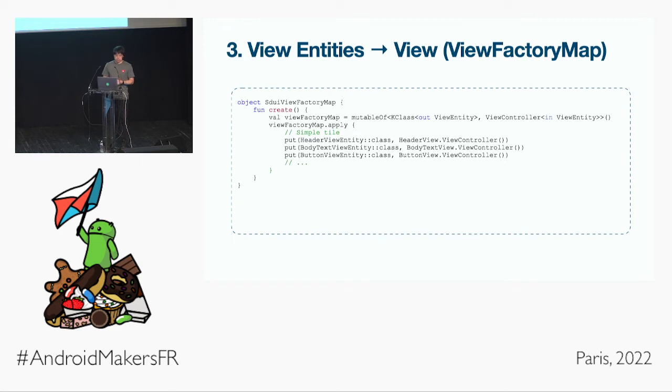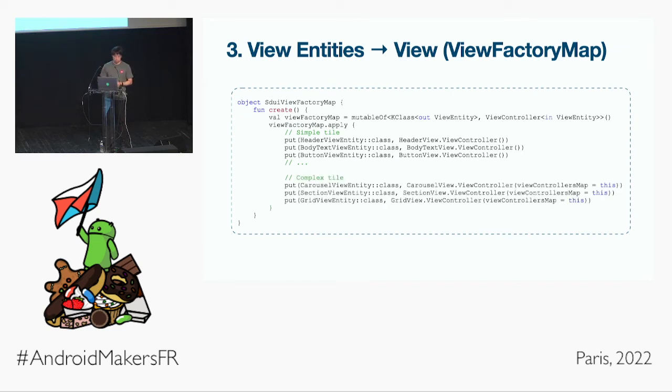So you need to create this ViewFactory map. As you can see, we create a mutable map, and we add in this map what the view entity is and what the view controller is. And with the view controller, we know how to inflate this view. So later we can pass this to the RecyclerViewAdapter and use the adapter delegate approach to inflate the views. And if you have complex styles, that means carousels, sections, grids that contain other views inside, we need to pass the view controller map inside as well, so they know how to render the items inside.